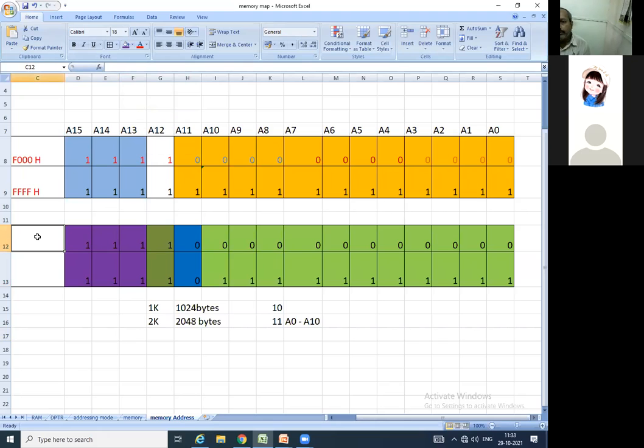Now look, we have filled all the fields. Now you can identify the starting address. How to do it? Make groups of 4 and write them in hex. So it is F and then all zeros, so F000H. Got it? This is how we can write the starting address.